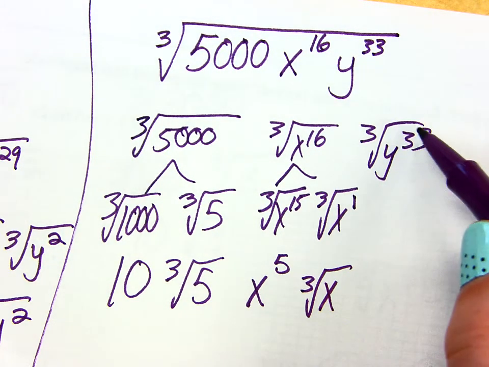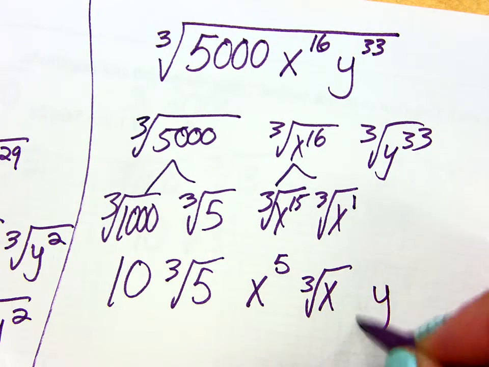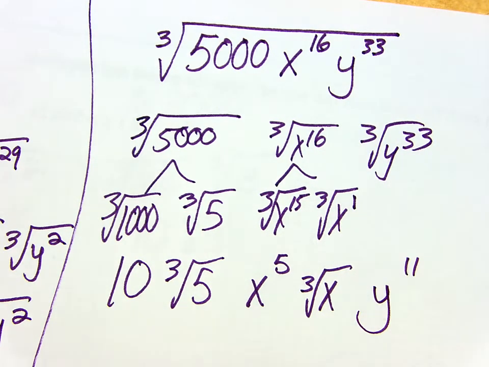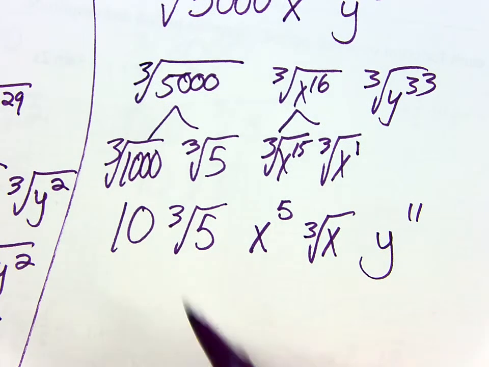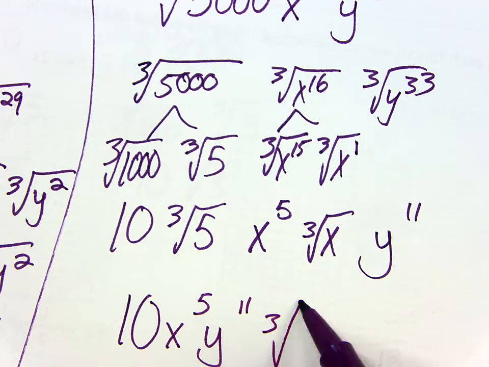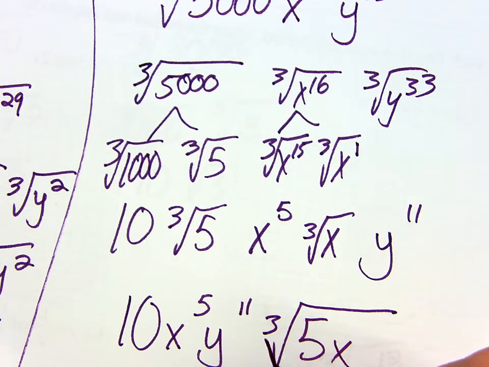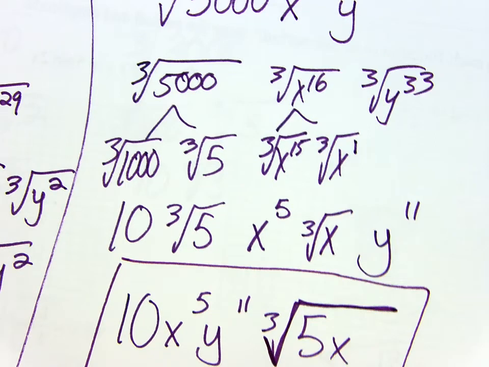What is the cube root of y to the 33rd? Y to the 11th. 33 divided by 3 is just 11. You didn't have to do anything fancy on that one. So there's all your little pieces, and now all you have to do is multiply them all together. So I would get 10 x to the 5th, y to the 11th, and then one cube root with 5x in it. And there is your final answer.